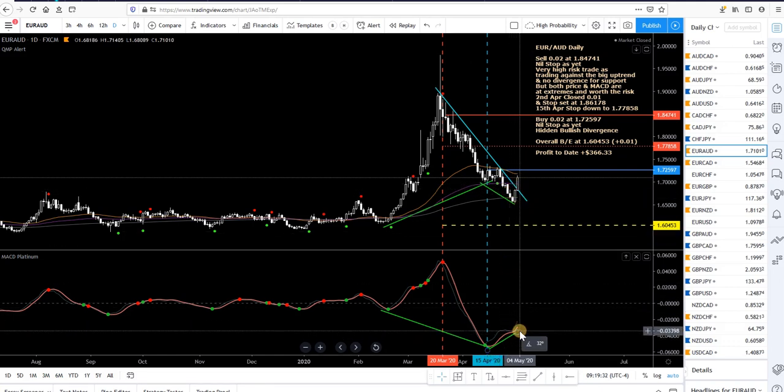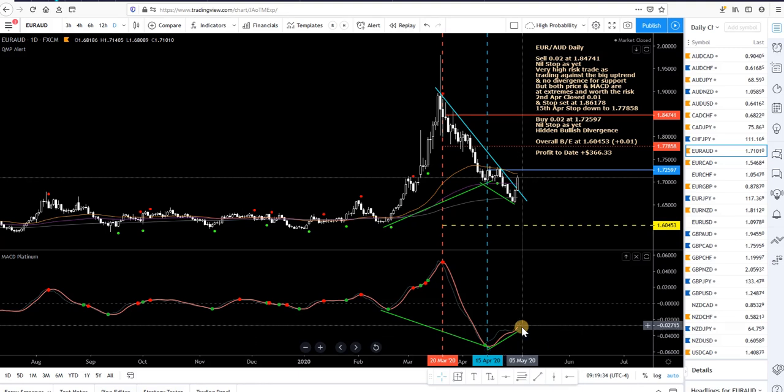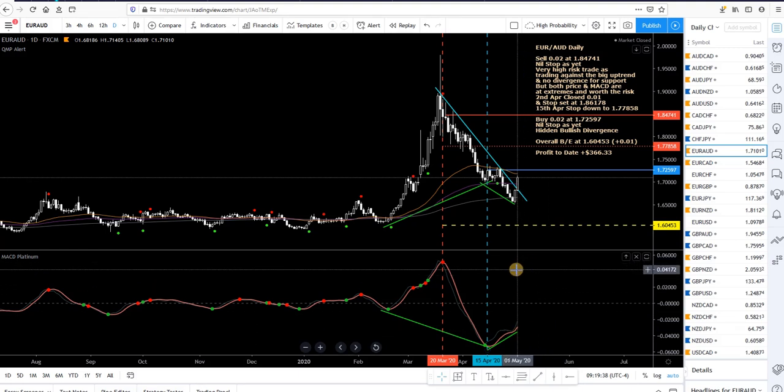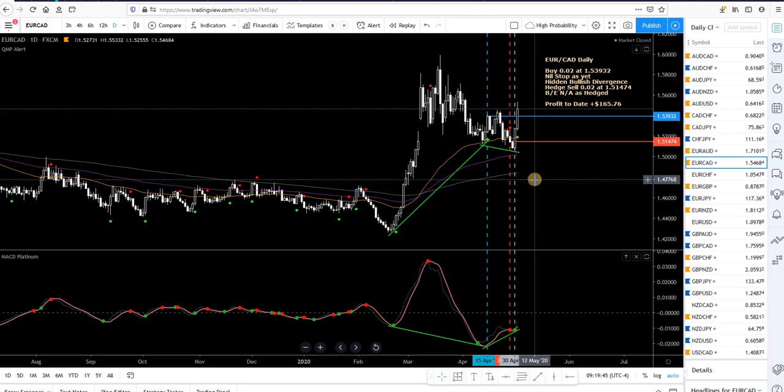Or on Monday. So for me, because I'm in Vietnam, that is 4 a.m. But that's what time I'll get up. That's not necessarily what time I'll take the trade, because the spreads will take a while to come in, no doubt. So, all right, Euro CAD.